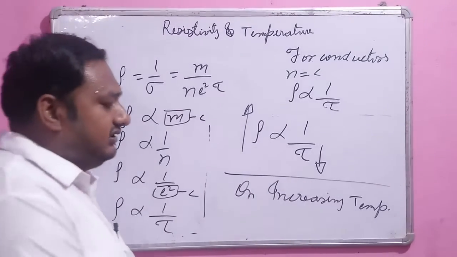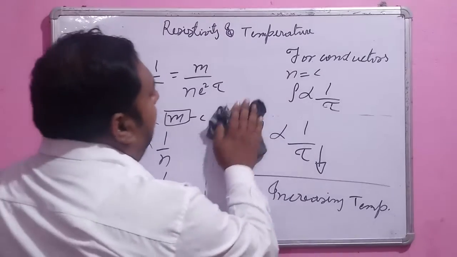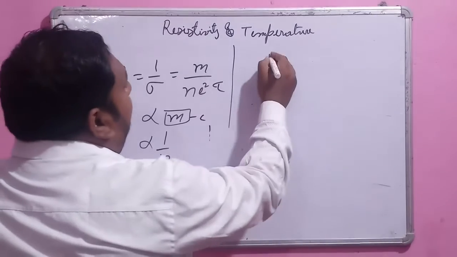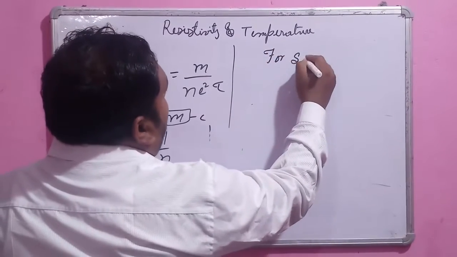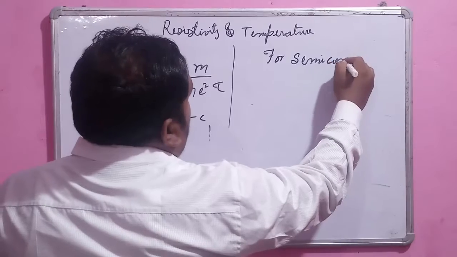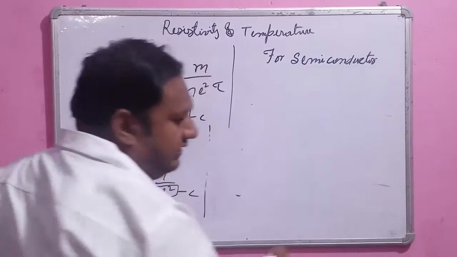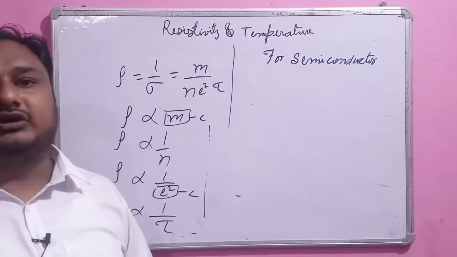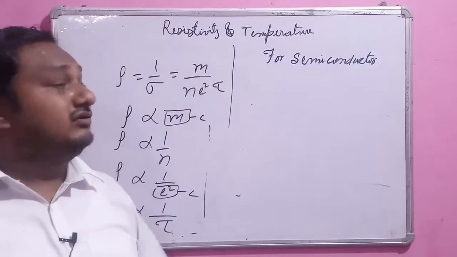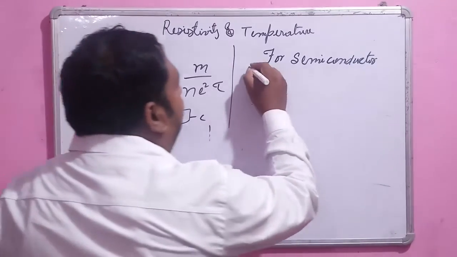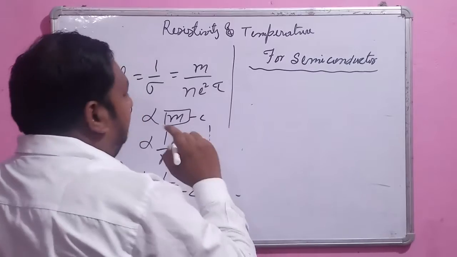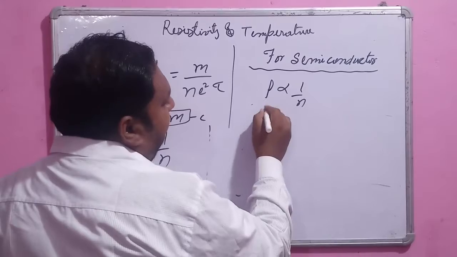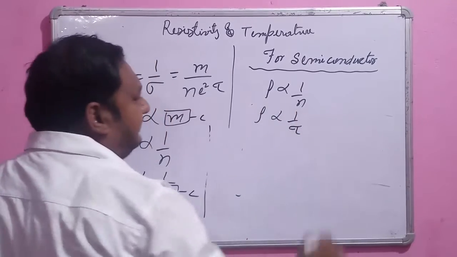Now we have to understand the same thing for semiconductors also. You know that semiconductors are widely used in electronic gadgets, the computers and all that. These are possible with the help of semiconductors, so we have to understand the relationship. In semiconductors, as we know, the resistivity is inversely proportional to n, and inversely proportional to the average relaxation time.